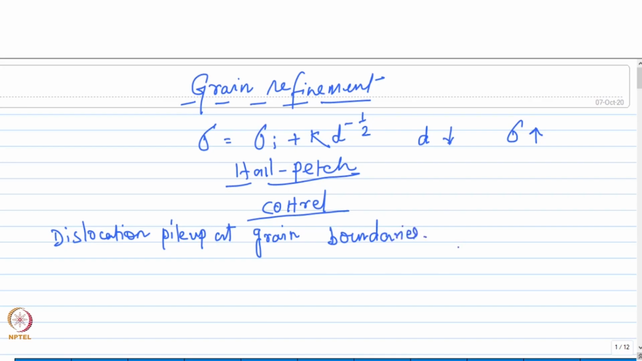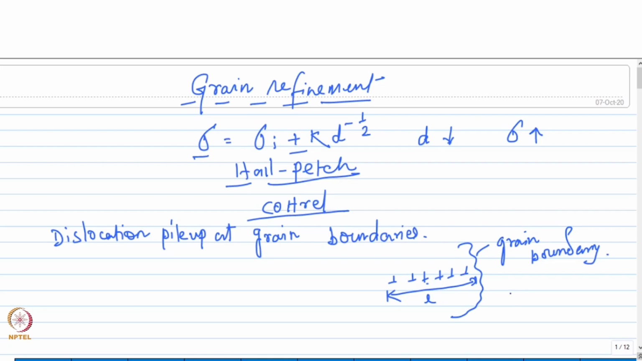So if you consider any pile-up of a given length inside a grain like this, where the grain boundaries stop the dislocations as they encounter the boundary, from this you can actually derive this Hall-Petch relationship based upon the stress which is developed at the tip of the pile-up. Okay, so that's what we did in the previous class.